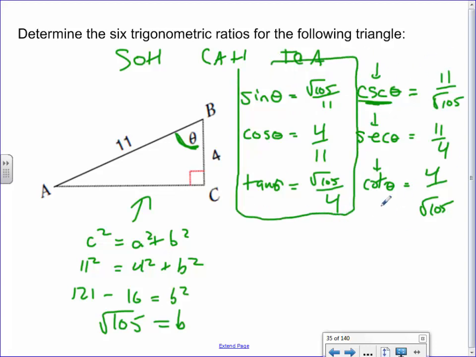And if you ever need to use these guys right here, all you have to do is flip the ratio upside down, and then rather than using cosecant, use sine. Rebecca.